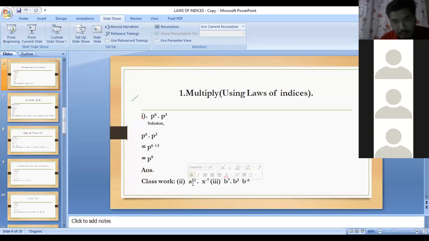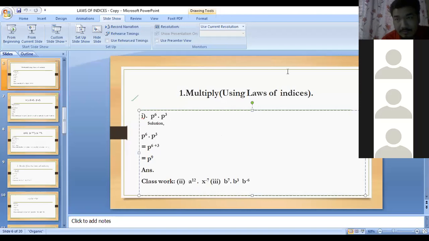Did you find the answer of both the classwork? Yes, sir. Did you put X in place of A there? Yes, sir. Put the base X, okay? Okay, now let's move to the next one.